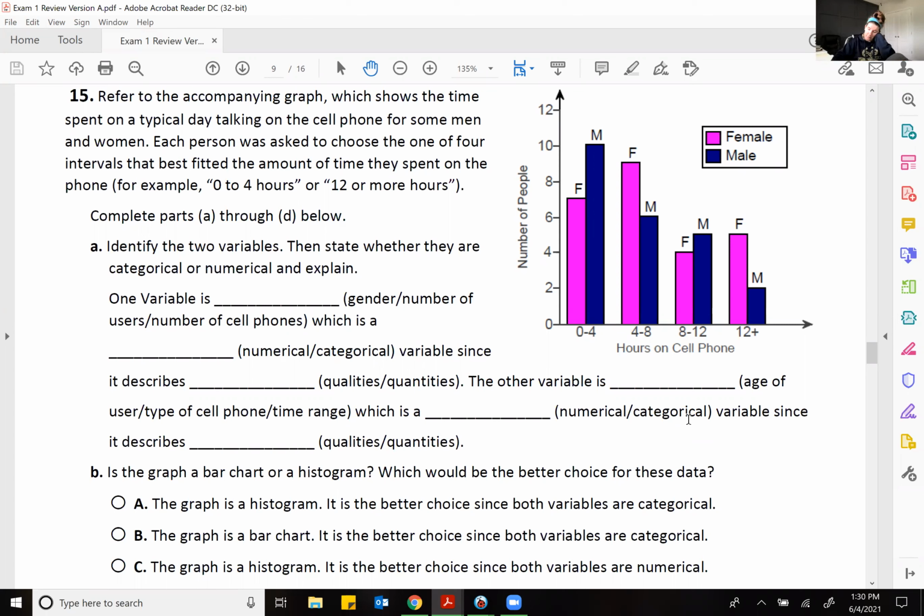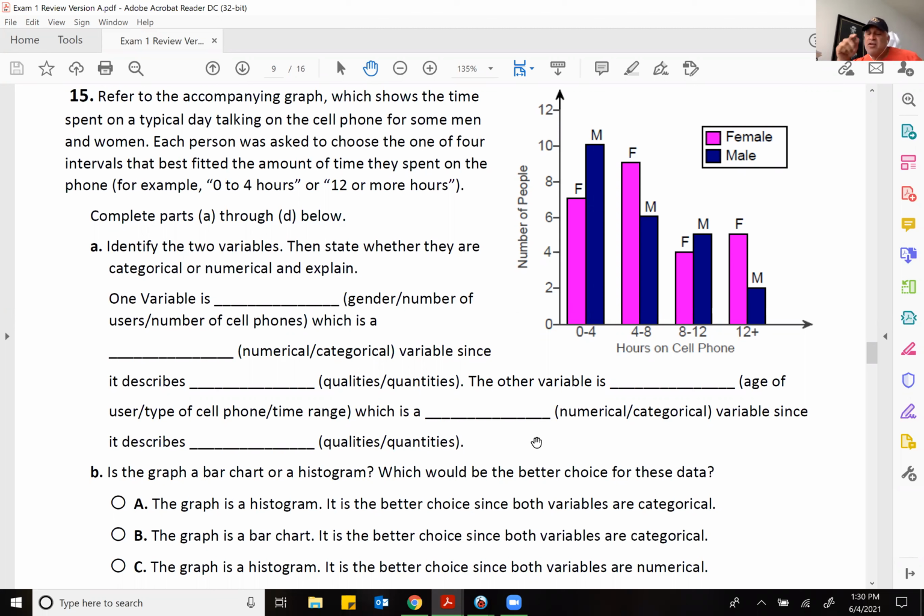Because it's a range. You are being placed into one of these buckets. You're not telling me how many hours you are on the phone exactly. You are telling me you're in this range. It's like asking you, what's your favorite color? I'm putting you in this bucket, this bucket, this bucket. How many hours do you spend on the phone? Oh, you're in this bucket or this bucket or this bucket. Does that make sense?